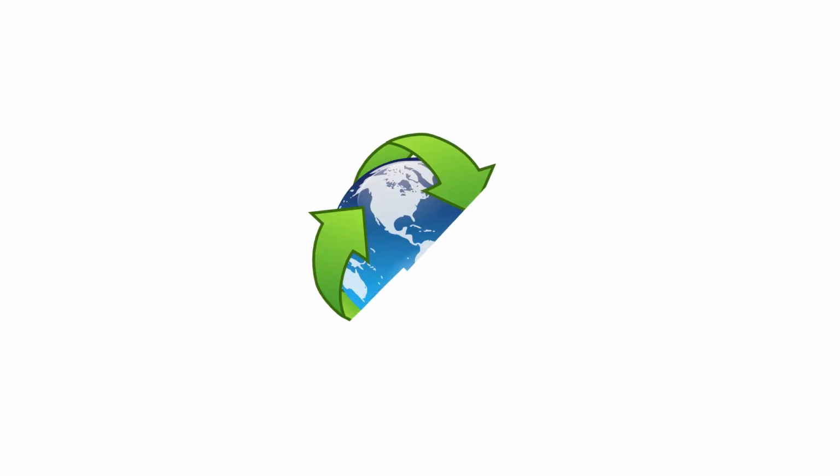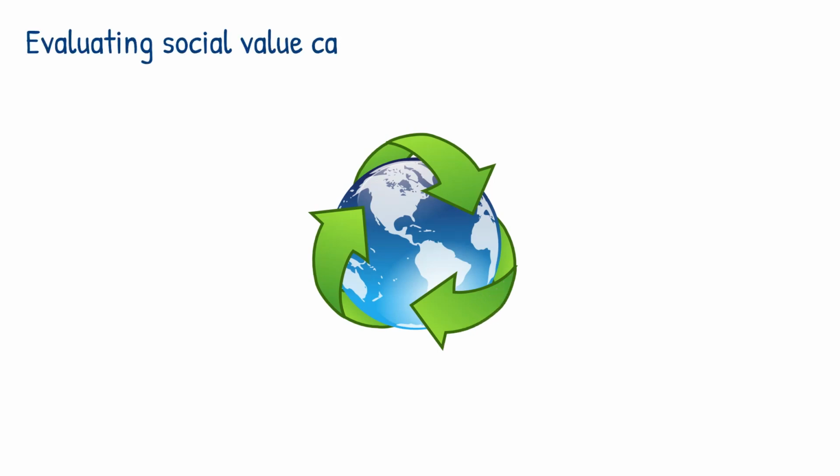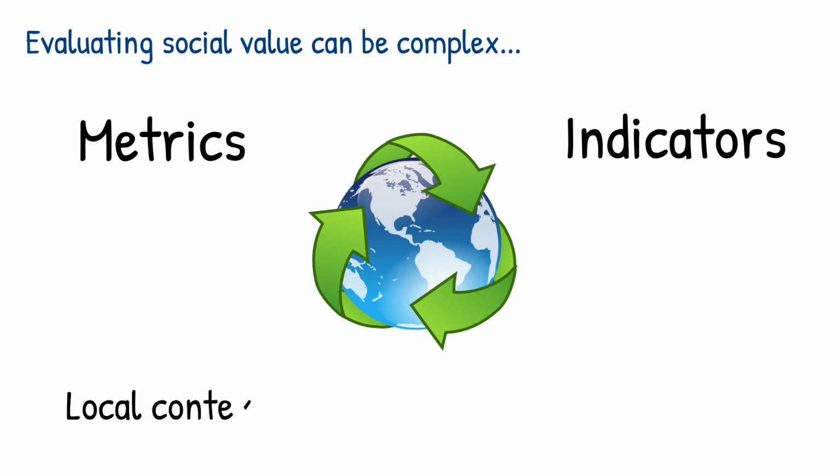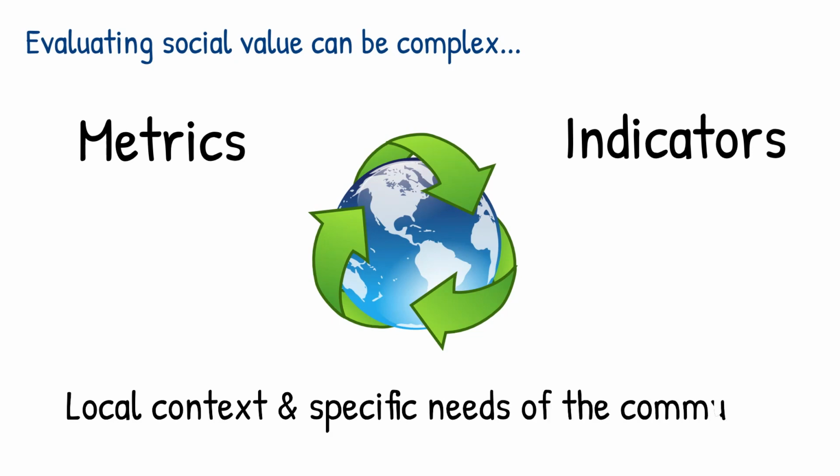Although contractors do their best to demonstrate social value within their tenders where necessary, the evaluation of social value can be complex and requires a robust methodology to ensure that it is effectively measured and compared across different projects. This can involve the use of metrics and indicators that assess the social value outcomes of a project, as well as a clear understanding of the local context and the specific needs and priorities of the community in which this project is being built.